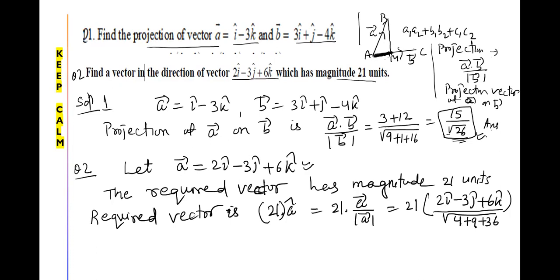Okay, so you are getting your 7. 21 by 7 is 3, means your answer is 3 times this. So it is 6i minus 9j plus 18k. Okay, so is it clear? So let's go to the next question.